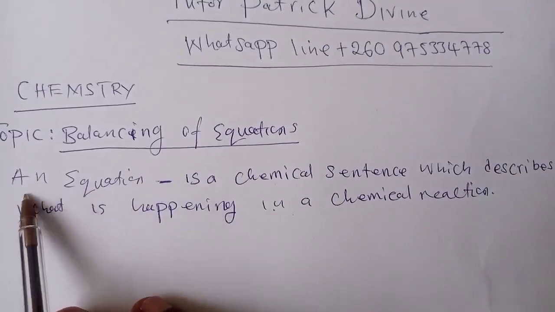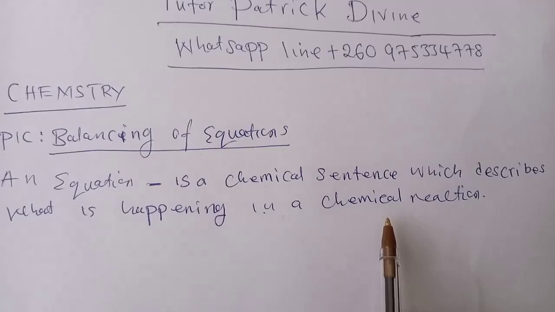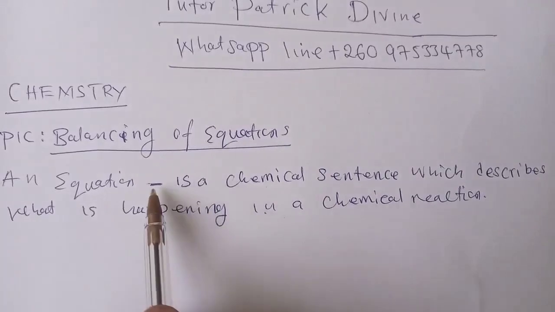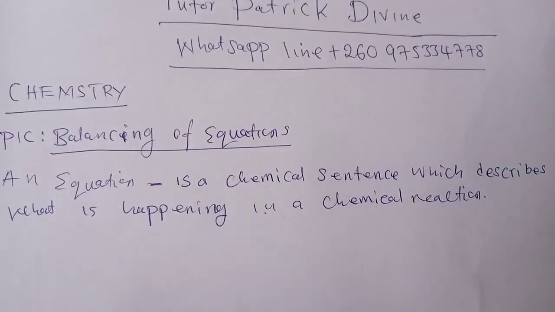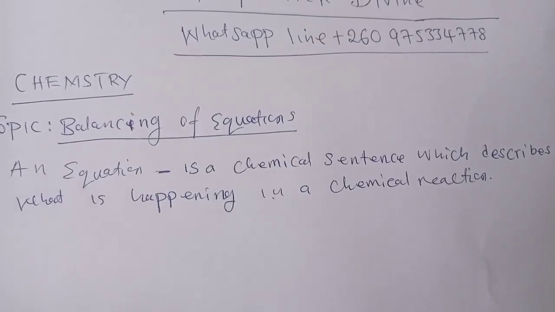An equation is a chemical sentence which describes what is happening in a chemical reaction. So it describes what happens in a chemical reaction. Now you need to know how it is represented so that you'll be able to tell that this is an equation.